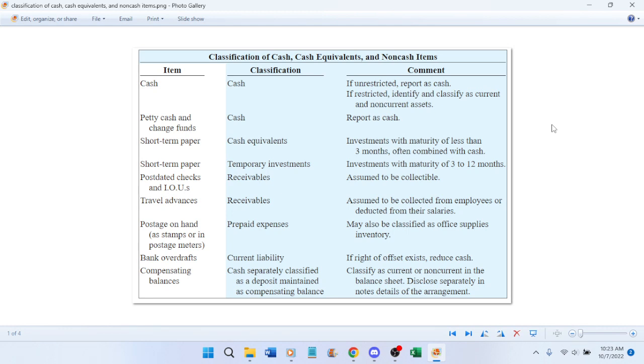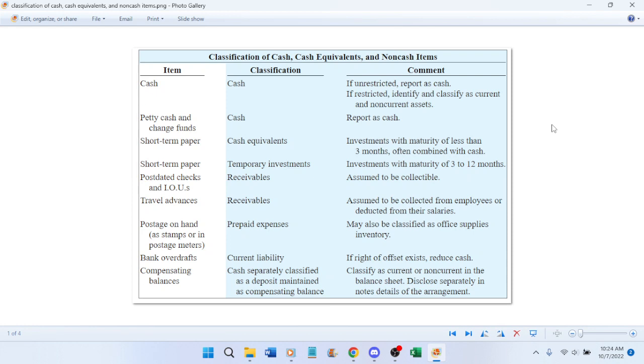Short-term paper, if it's less than 3 months, then it's a cash equivalent. If it's 3 to 12 months, it's a temporary investment. Post-dated checks, IOUs, and travel advances are receivables. Postage on hand is a prepaid expense.